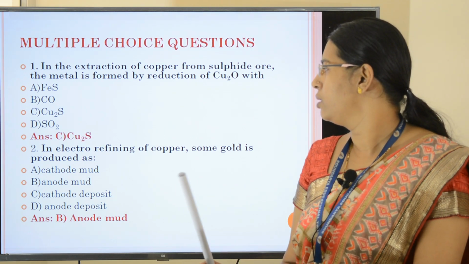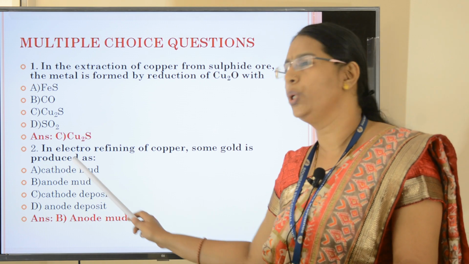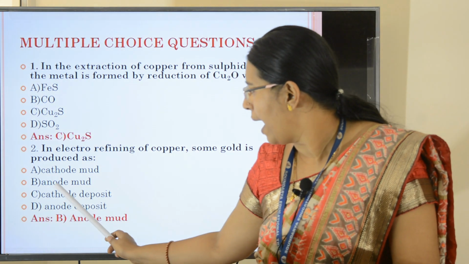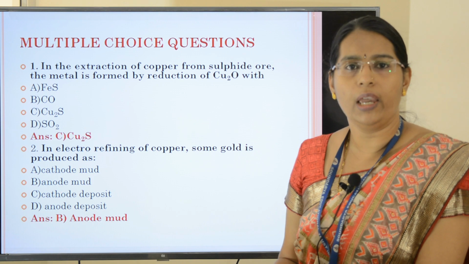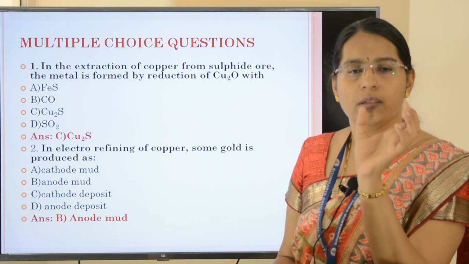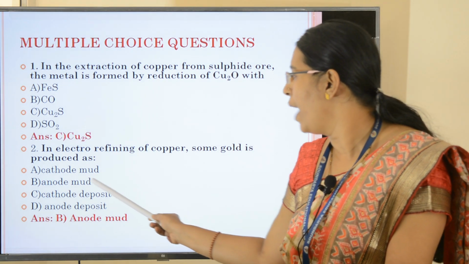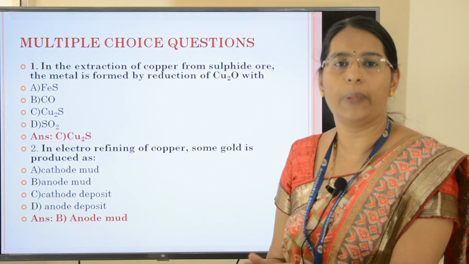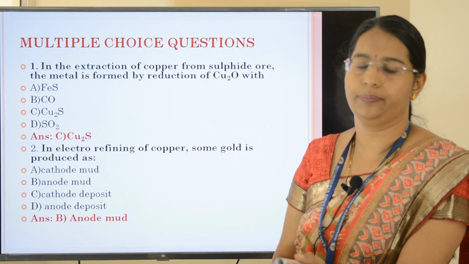The next question is, in electro refining of copper, some gold is produced as, and the choices given are cathode mud, anode mud, cathode deposit, anode deposit. Again we discussed that below the anode some impurities settle, which are known as anode mud. So anode mud consists of noble metals like gold, silver as well as platinum. So the correct option is option B, anode mud.